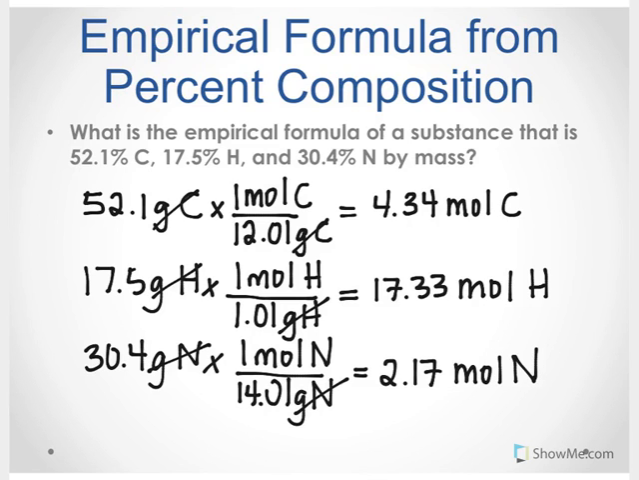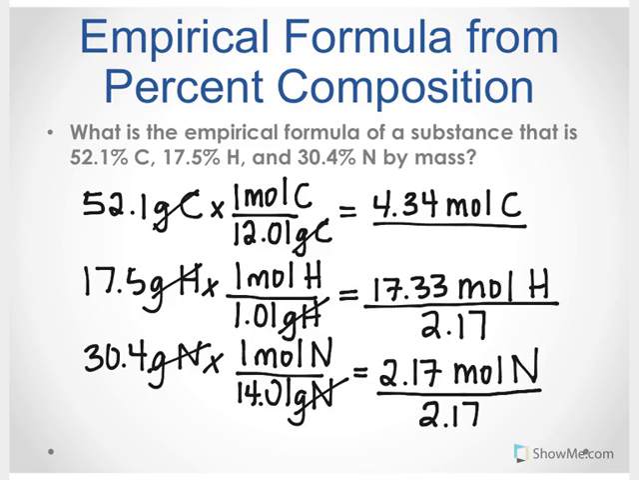Okay, so again, we now have a mole ratio of carbon to hydrogen to nitrogen, but it's not the smallest whole number ratio. So if you remember, the next step is to look at these three values and see which number is the smallest. And 2.17 is the smallest value, so we're going to take all of these values and divide by 2.17. So we divide everything by 2.17.